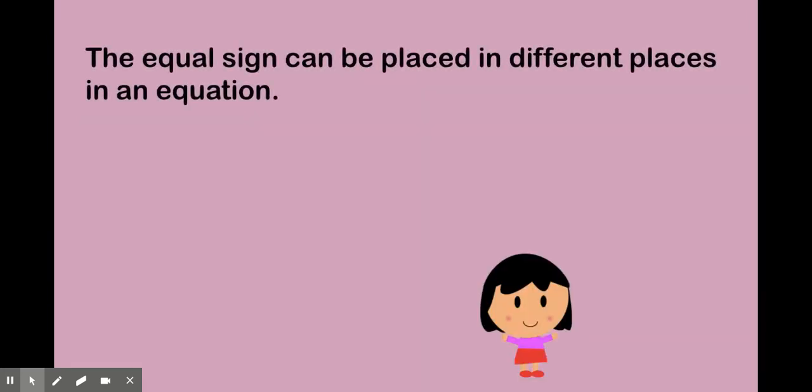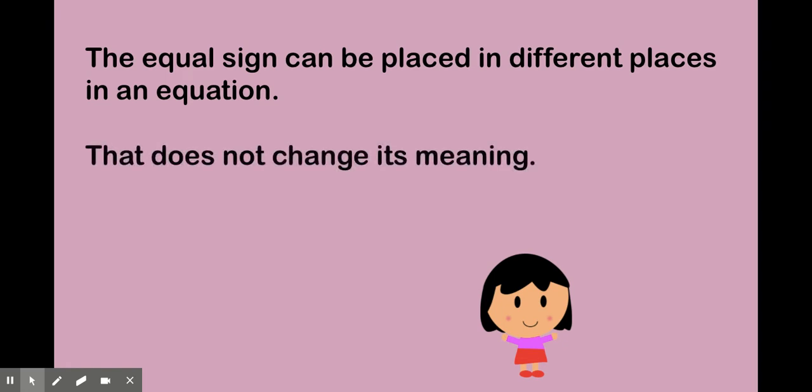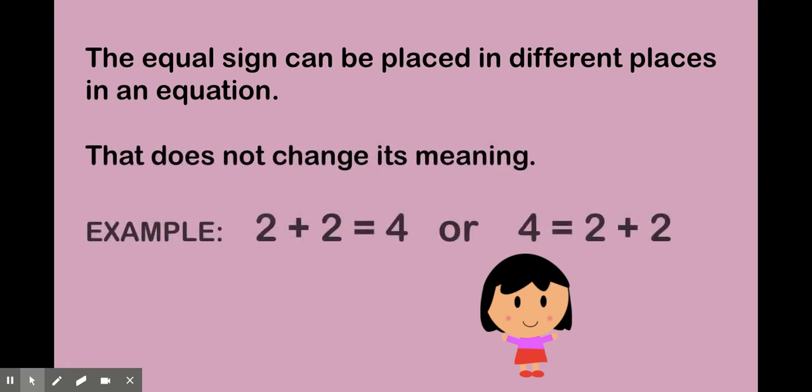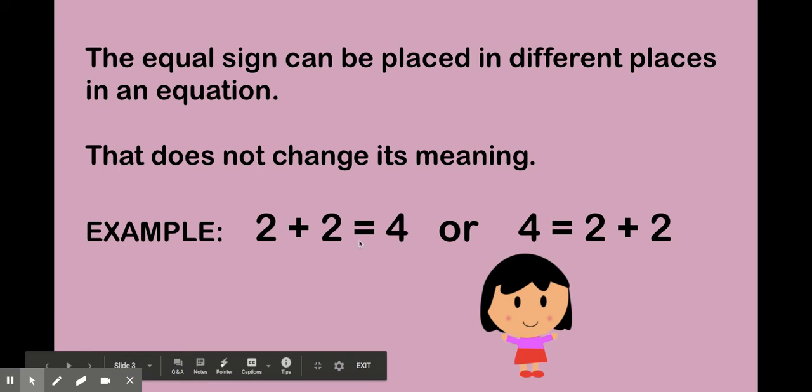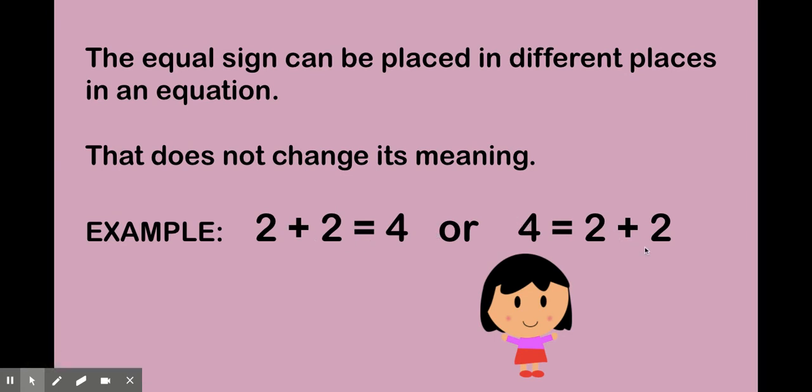Okay? Now, it can be placed in different places in the equation. It won't change its meaning. So, for example, I could write 2 plus 2 equals 4, or 4 equals 2 plus 2. We're saying the same thing. We just moved it around a little bit, but we didn't move it around so much that it changes the whole problem. Just flipped it a little bit. So 2 plus 2 equals 4 is the same thing as 4 equals 2 plus 2.